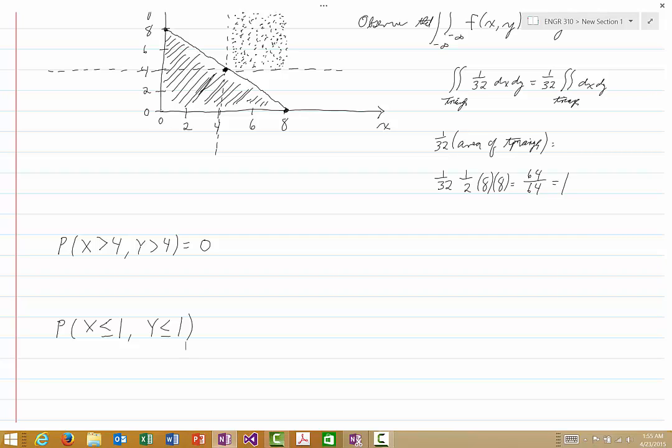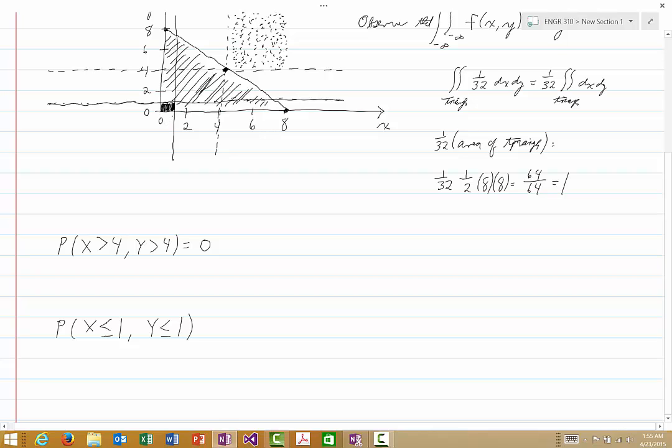The probability that y is less than or equal to 1 means that we're looking at everything below this dashed line, and the probability that x is less than or equal to 1, and actually it shouldn't be dashed now because we're looking at less than or equal to. So for y less than or equal to 1, we have a solid line there. For x less than or equal to 1, we have a solid line here. And the region that satisfies both of those, I'll just make it solid, is this region.